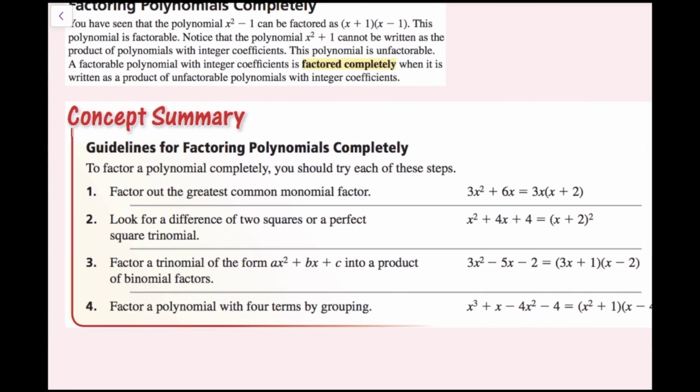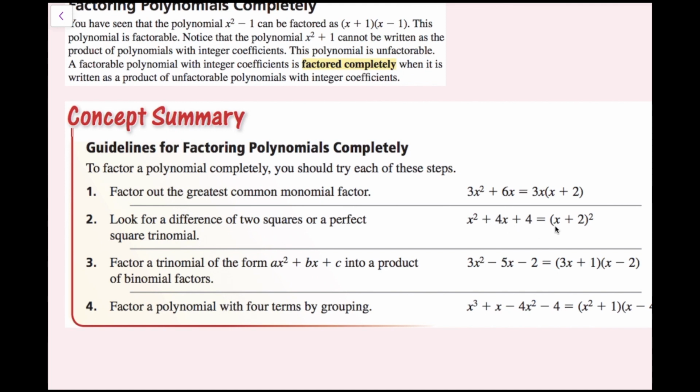So to factor a polynomial completely, you should try each of these steps. Factor out the greatest common monomial factor. So that's either going to be a number or a one-term variable. So here in this example, we could factor out a 3x. So that's what you should try to do first. Then look for a difference of 2 squares or a perfect square trinomial. So in this case, this is a perfect square trinomial.